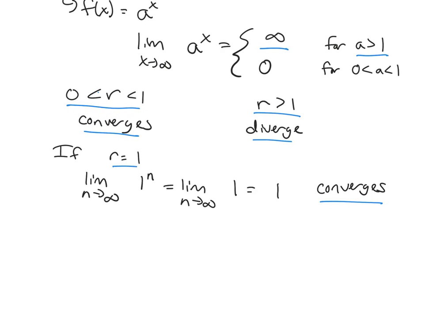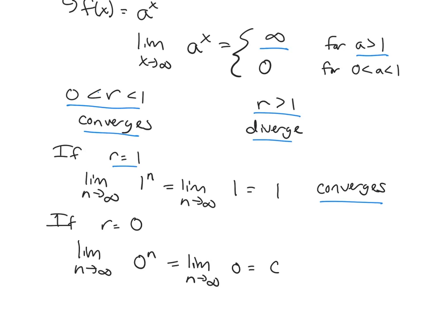Let's plug in R equals 0. I'm looking at the limit as n goes to infinity of 0 to the n. What's 0 to the n? 0. What's the limit of 0? 0, because it's just a constant. So what's my answer? Converge, diverge? Converges.